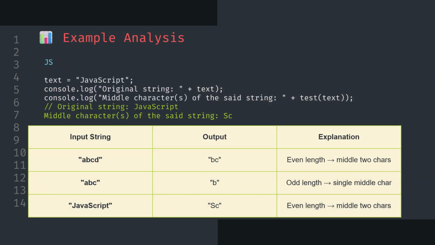Here are some examples to solidify what we've learned. For ABCD, the middle two characters BC are returned. For ABC, just a single middle character B. For the longer JavaScript, the middle two characters S and C come out correctly. This works consistently regardless of the string size.